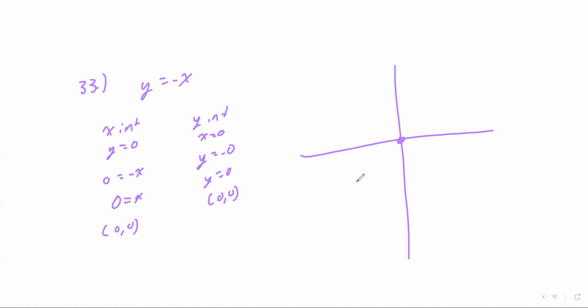Next thing you need to know is that y equals -x is the negative parent function. And it looks like this. Just with the slope, you would just go down 1 over 1, down 1 over 1, and so on to make more points.